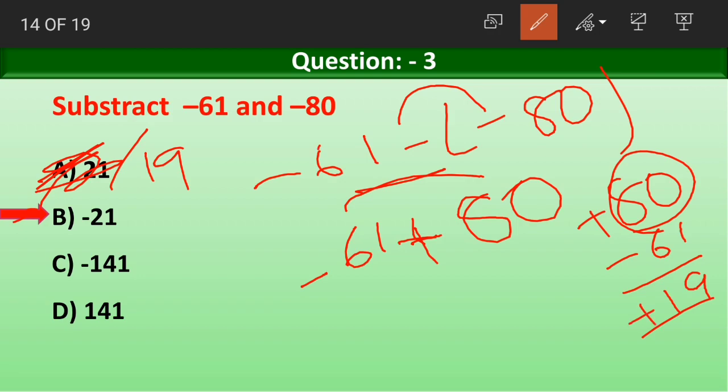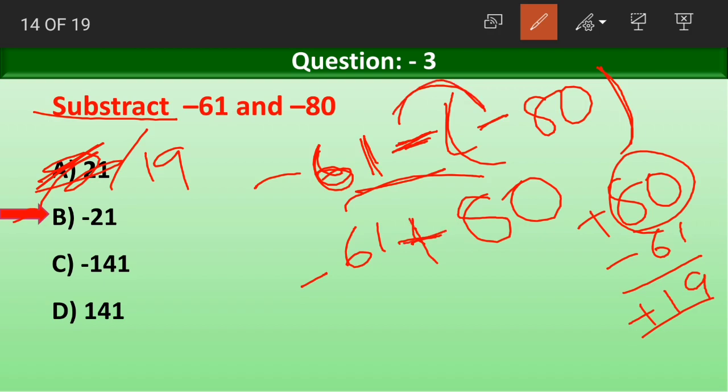Is this clear, class? Minus 61. The first integer is minus 61. Then as they are asking us to subtract, we put up the minus sign, then the second integer is minus 80. So we put it inside a bracket as it is also having a sign of its own.